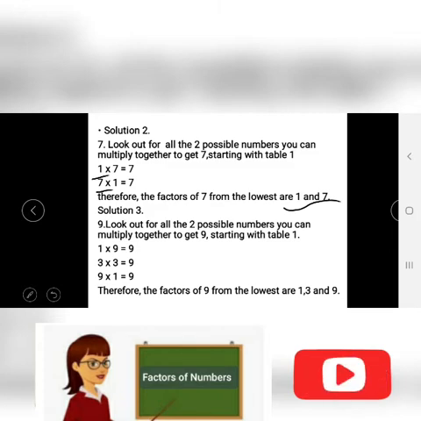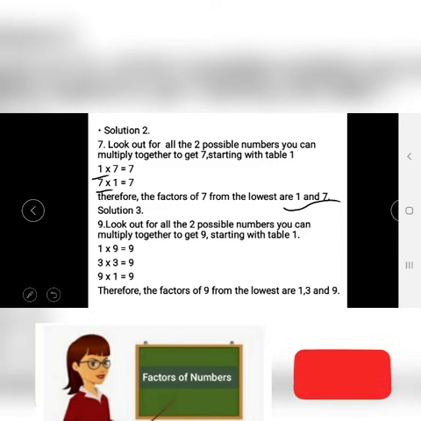What are the factors of 9? You look out for all the two possible numbers you can multiply together to get 9. Starting with table 1, do not forget. So 1 times 9, 9. You have to go to table 2 to check if there is any number you can multiply with 2 that is going to give you 9. There is none. I went to 3.